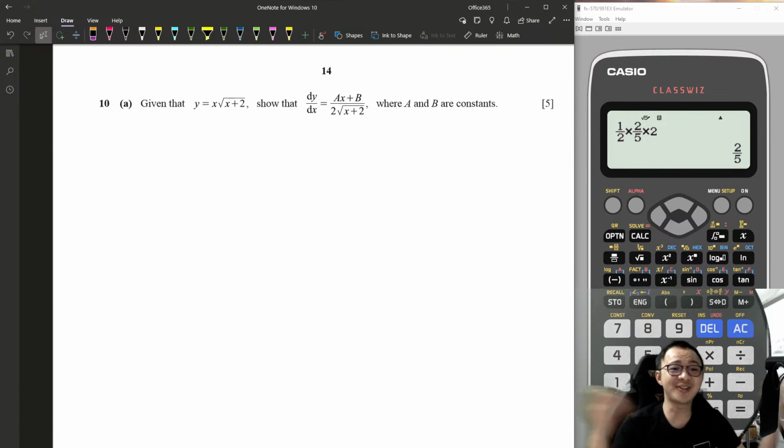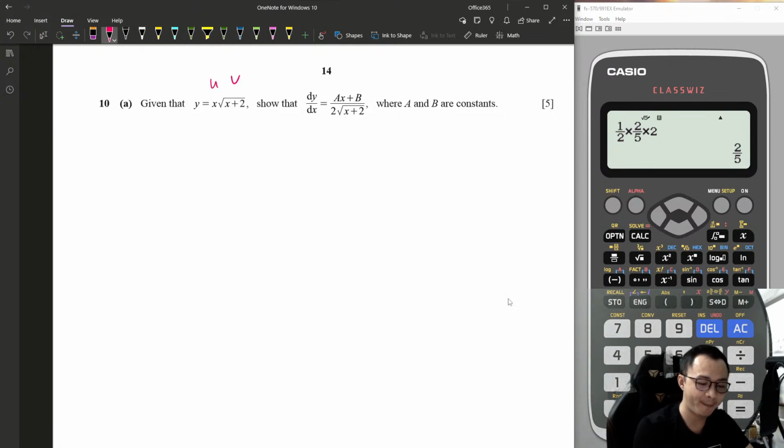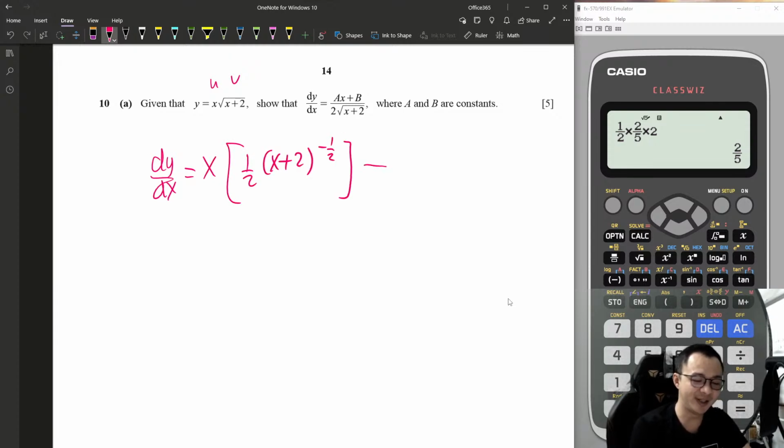So let's do question 10 here. Differentiation, product rule, UV. So my dy/dx is: copy the u, differentiate the v. 1 over 2, x plus 2 to the power of negative 1 over 2. Differentiate inside is 1, ignore it. Square root x plus 2. Differentiate x is 1, ignore it. Here I need to make the same denominator. This is x over 2 square root x plus 2.